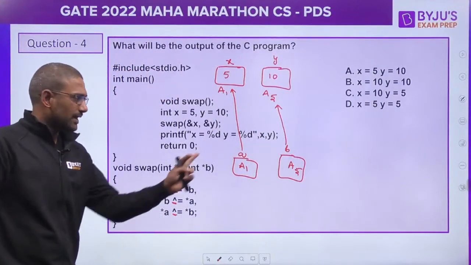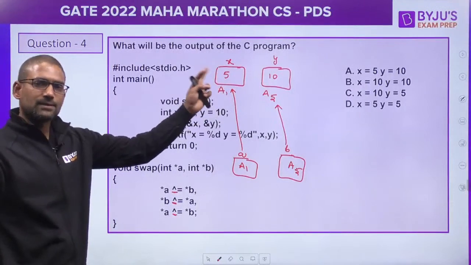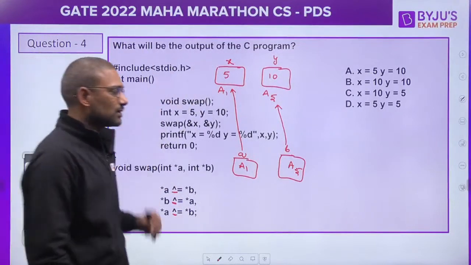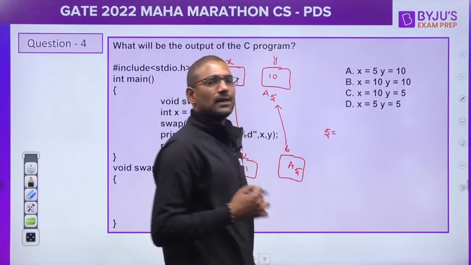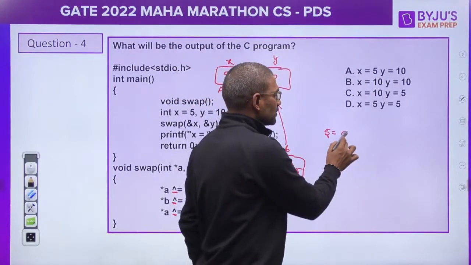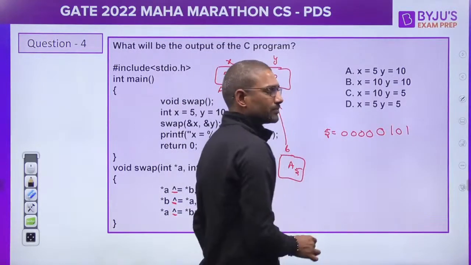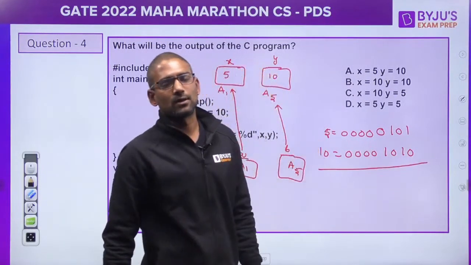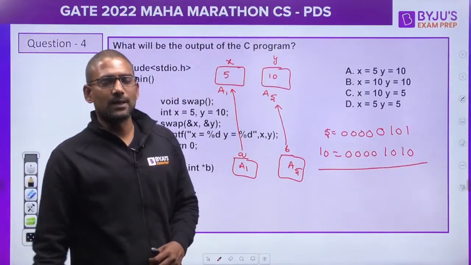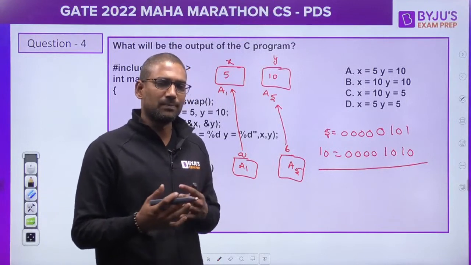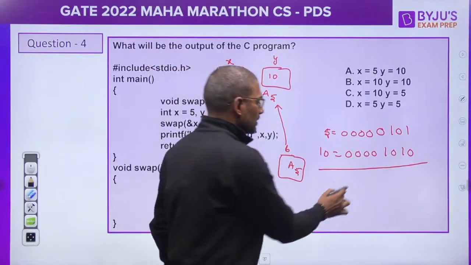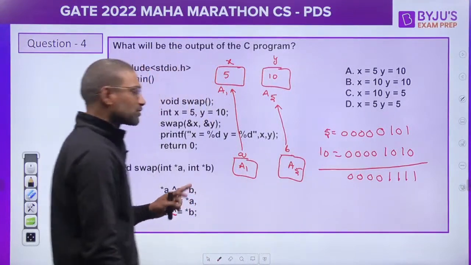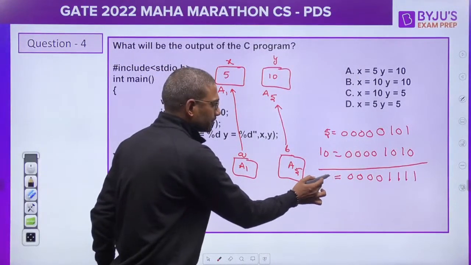Now the value at a, that is the x value, should be the value at address A1 XOR the value at address A5, that is 10. So I will show you how it works. Take the 8-bit binary value of 5, which is 0 0 0 0 0 1 0 1. For 10, the 8-bit binary value is 0 0 0 0 1 0 1 0. Do XOR. What is the XOR characteristic? Even number of ones gives 0, odd number of ones gives 1, or simply if the inputs are the same, 0; different inputs, 1. So it would be 0 0 0 0 1 1 1 1. This is 5 XOR 10, that is 15.